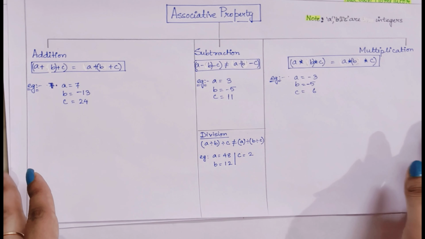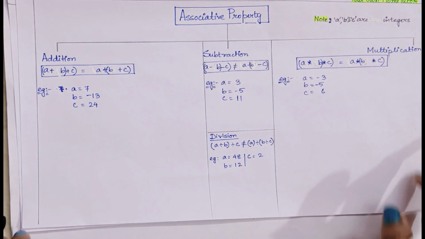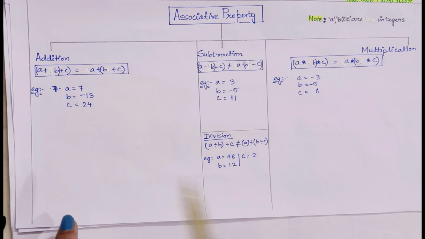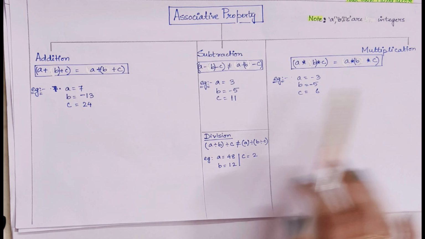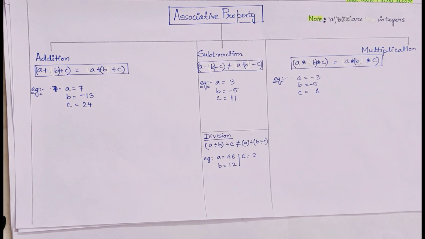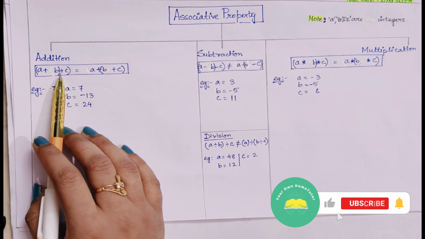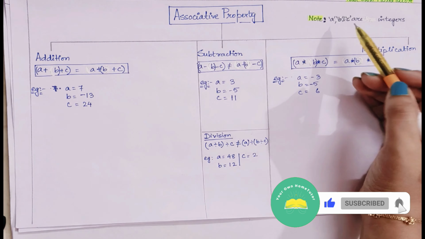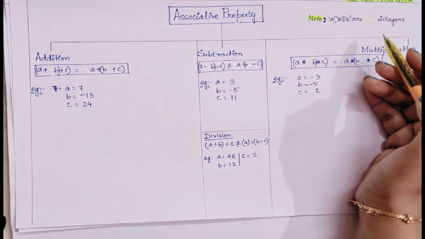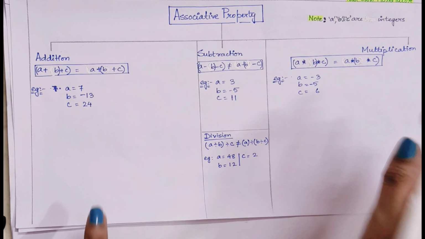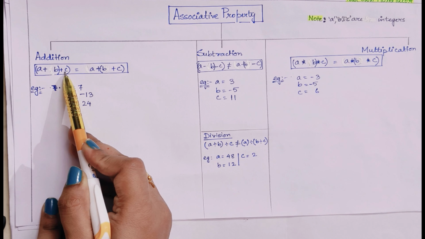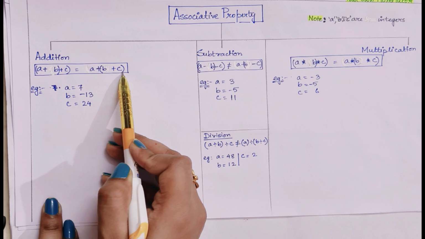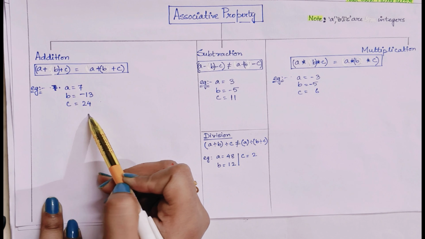So what does the associative property tell? We will see which of these operations obey the associative property. For addition, the associative property tells that if there are three integers a, b and c, then if we add them in this fashion or in this fashion, we will obtain the same result.